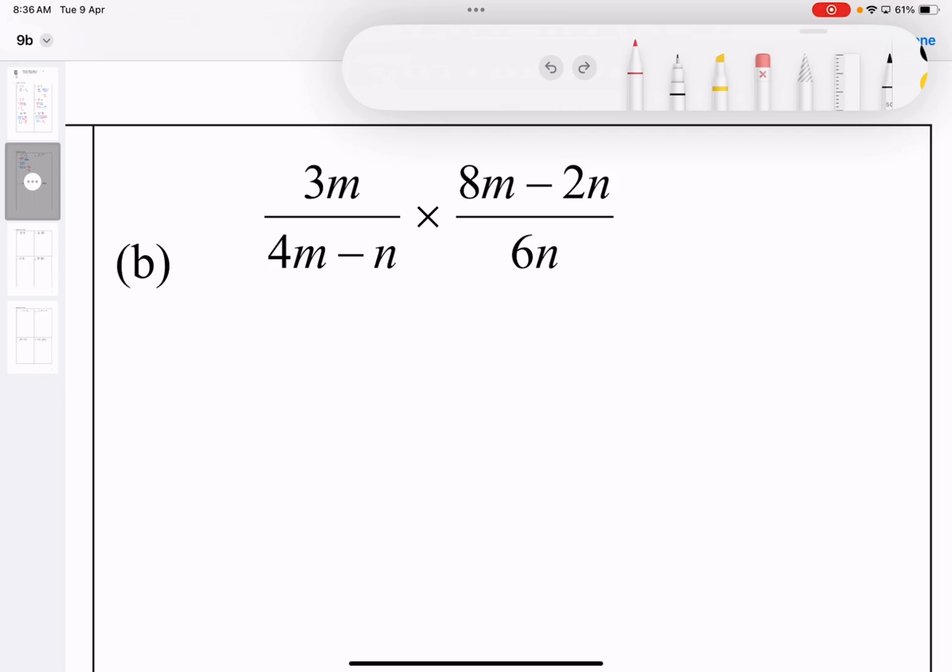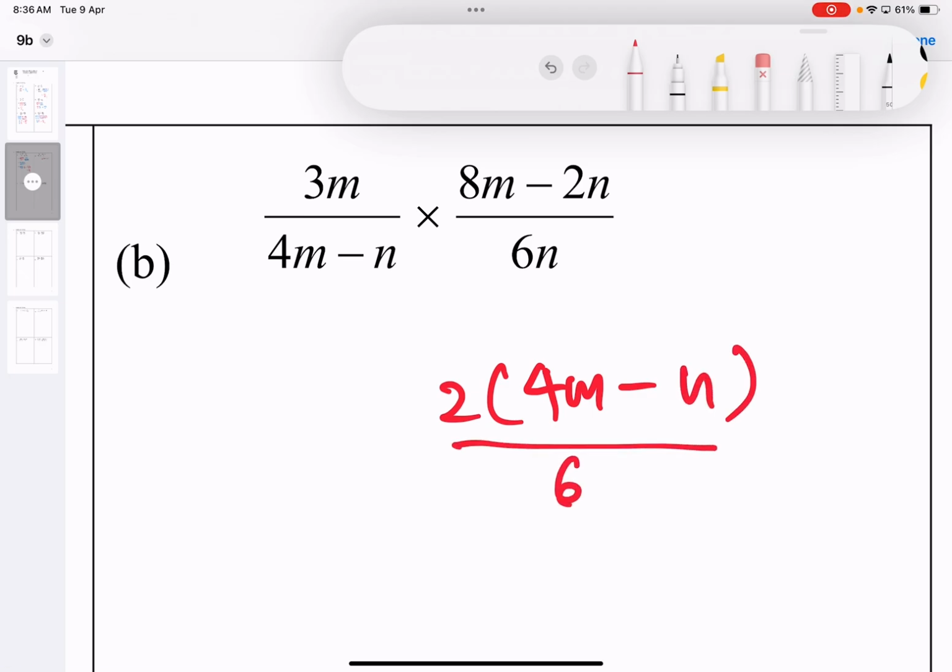So the 8, if I pull out a 2, what am I going to be left with? When you pull out a 2, it is the same as dividing this number by 2. If you divide 8 by 2, what is left behind? 4m. Minus, what is 2? If you pull out the 2, what is left behind? n. So it's just left with n over 6n.